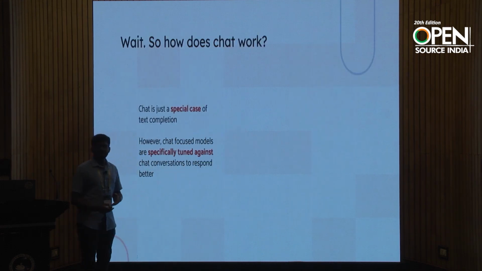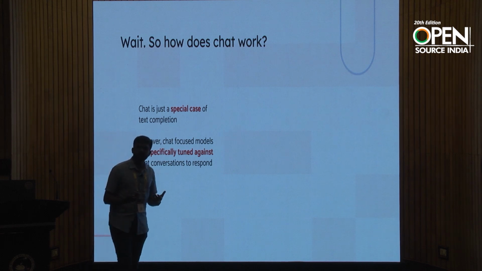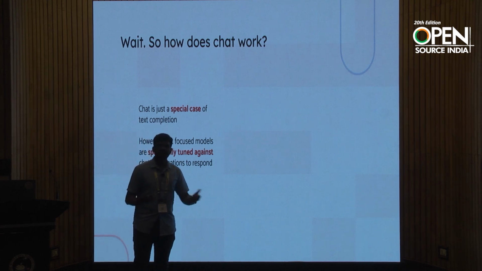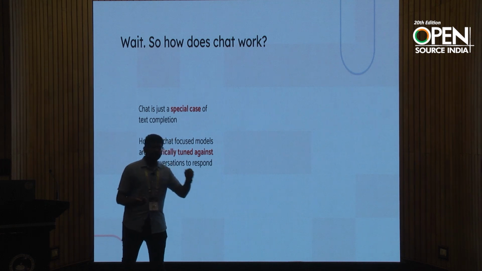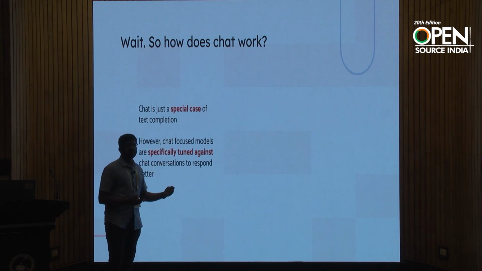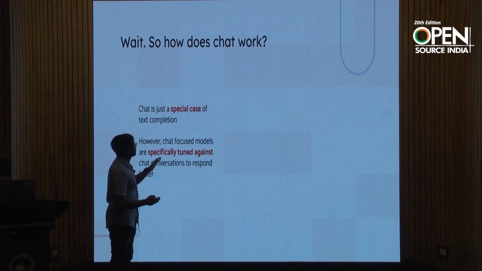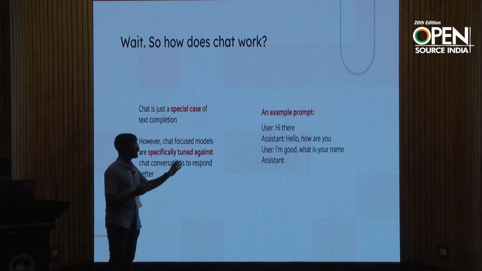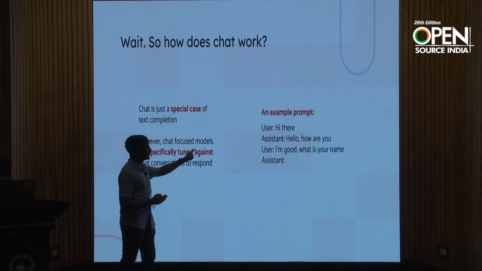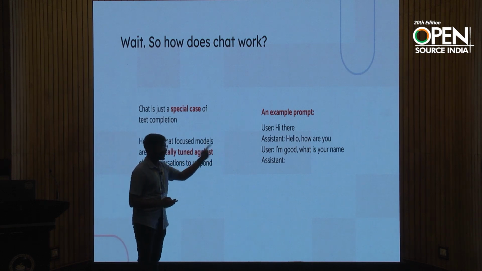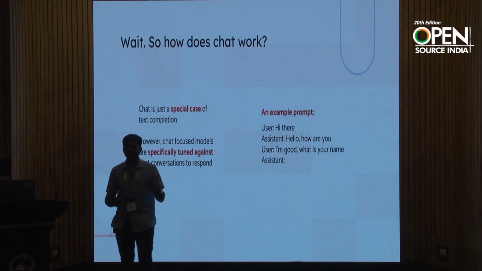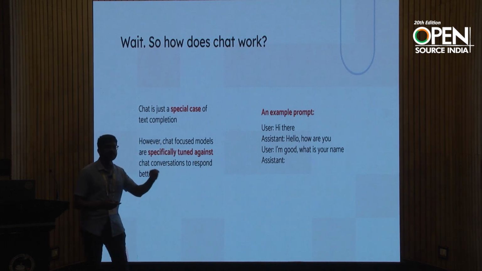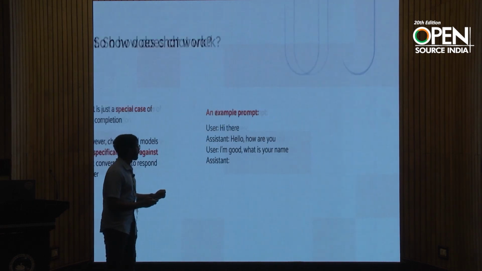So wait, you're like, okay, you've used ChatGPT and it's chat, right? Like it's not a keyboard, it's not autocomplete. How does chat work? Now, if you really generalize the problem, chat is just a special case of completion. If you put in a completion prompt that's like "user: hi there, assistant: hello, how are you? user:" says something, "assistant:" please complete, right? So that's how chat works. Chat is essentially a special case of completion.